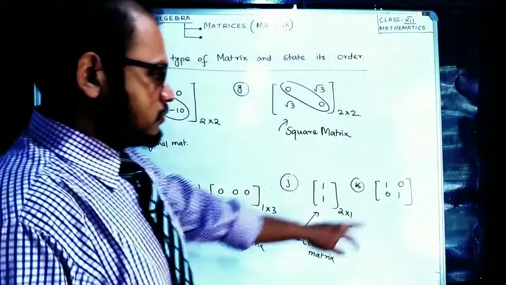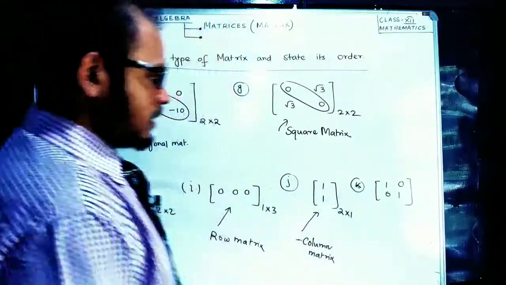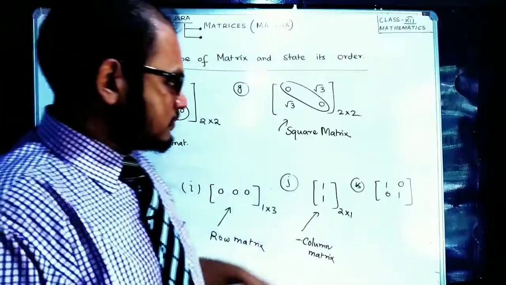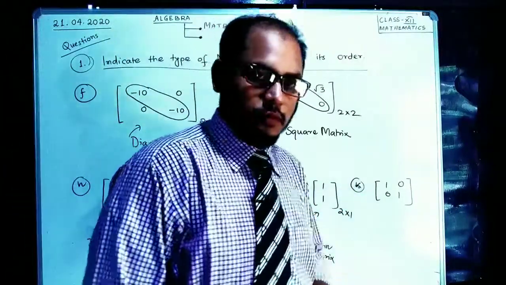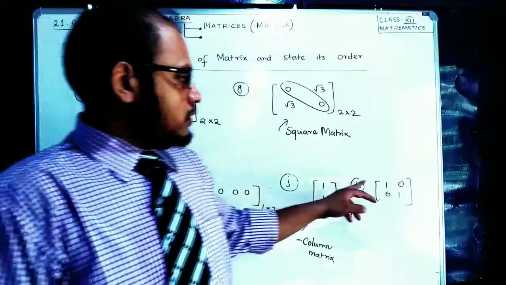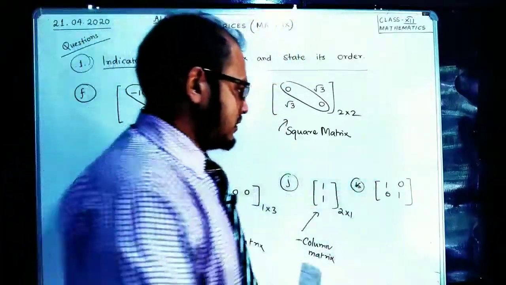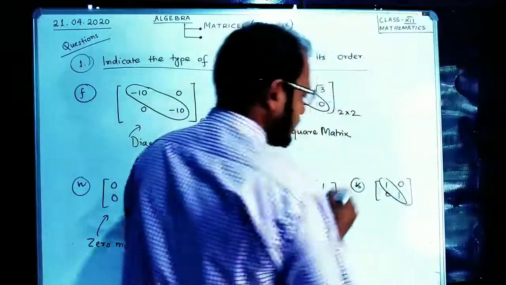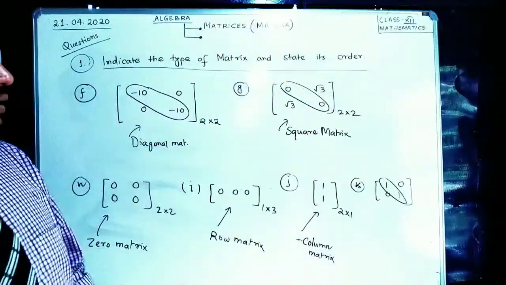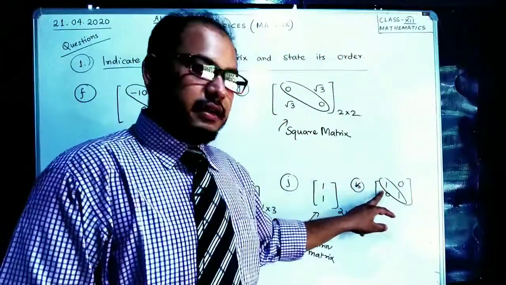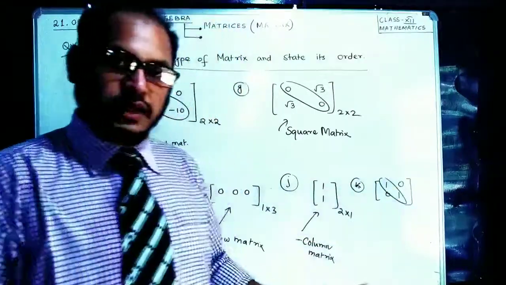What about this one? Obviously a square matrix because the number of rows is 2 and the number of columns is also 2. Obviously another diagonal matrix also, because this is the diagonal of this matrix, 1 1, and the off diagonal elements are 0, so diagonal matrix. Fine.